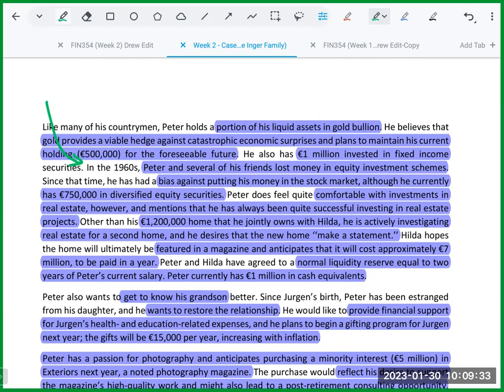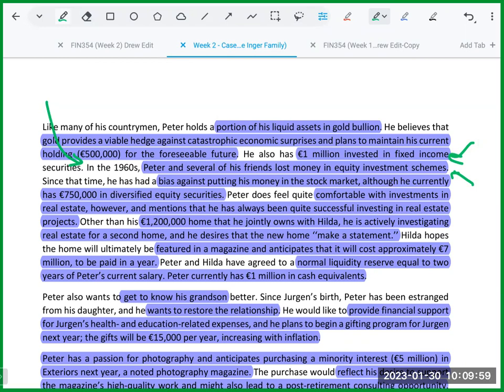So he also has 1 million invested in fixed income securities. These are your bonds. And Peter and his several friends lost money in an equity investment scheme previously. So now we want to take note that he might be very adverse to equity. So it's something that you do not want to recommend to him, all right? When you write your IPS, okay?